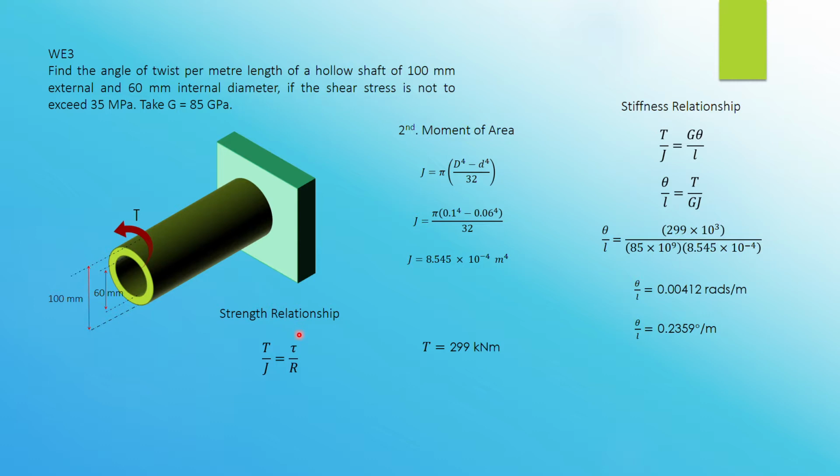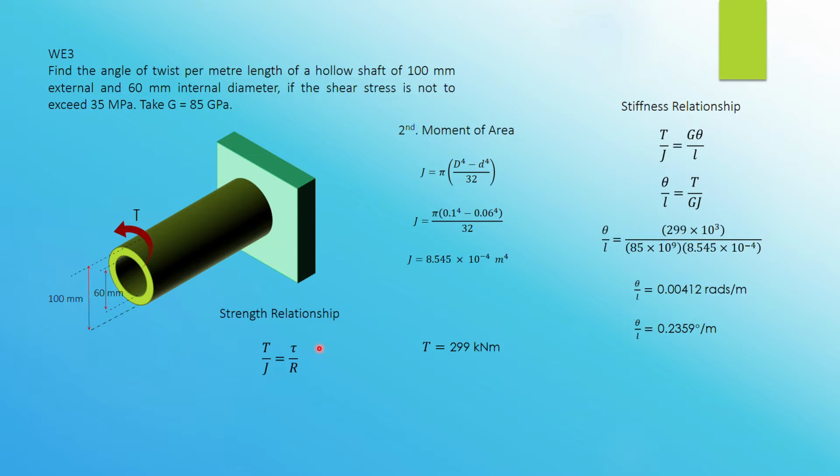Now we use strength relationship. Why strength relationship? Now you see, we have only strength relationship and stiffness relationship. So you have to choose whether you're going to apply strength or the previous one, that is stiffness. In this case here, we will be using both strength and stiffness.